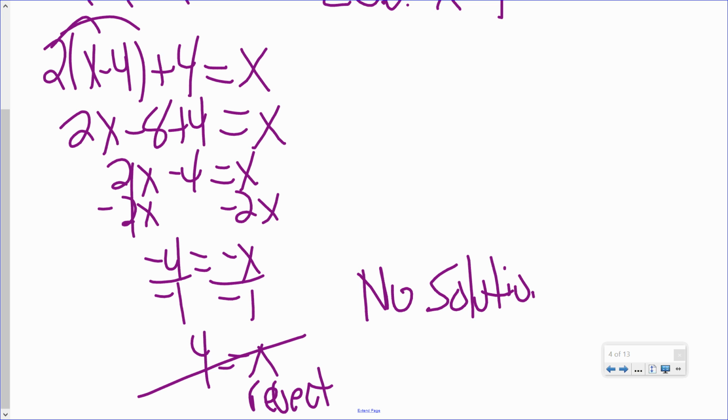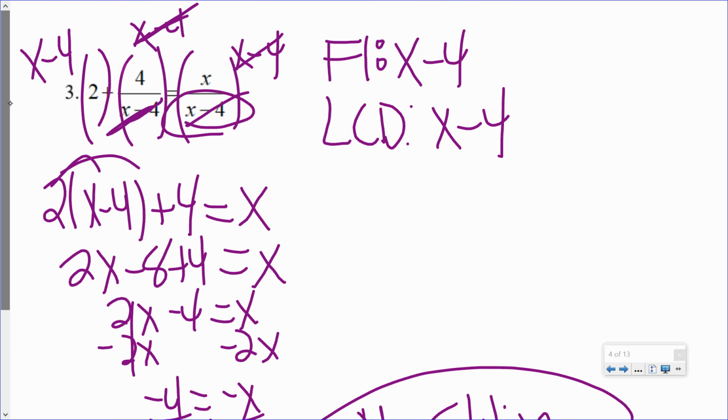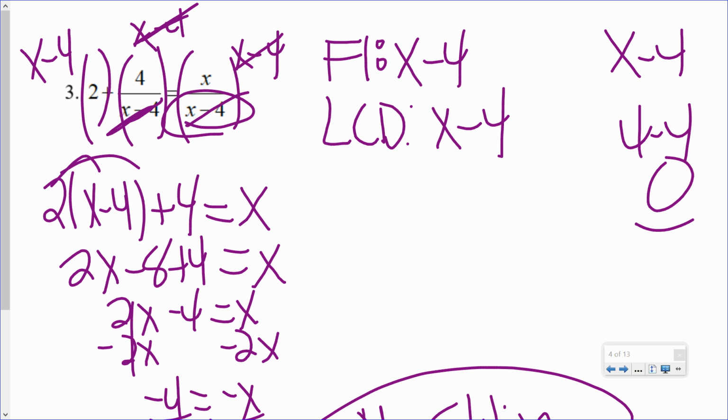And that's why you must check. We didn't do anything wrong, but if your answer makes the denominator 0, then it can't be an answer. And again, why am I doing that? Well, if I substitute into the denominator, I get a denominator of 0. I can't have that.